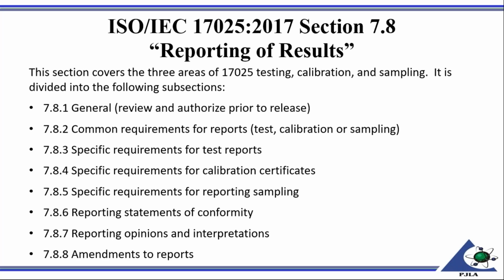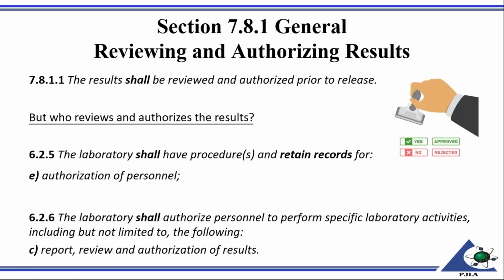7.8.8, amendments to the report. So if you messed something up or made a mistake and you need to amend the report, that is the requirements therein and how you're going to be able to do that. What's going to need to be on there, naming conventions, etc. So those are all the sections or subsections for 7.8 that we're going to cover just today.